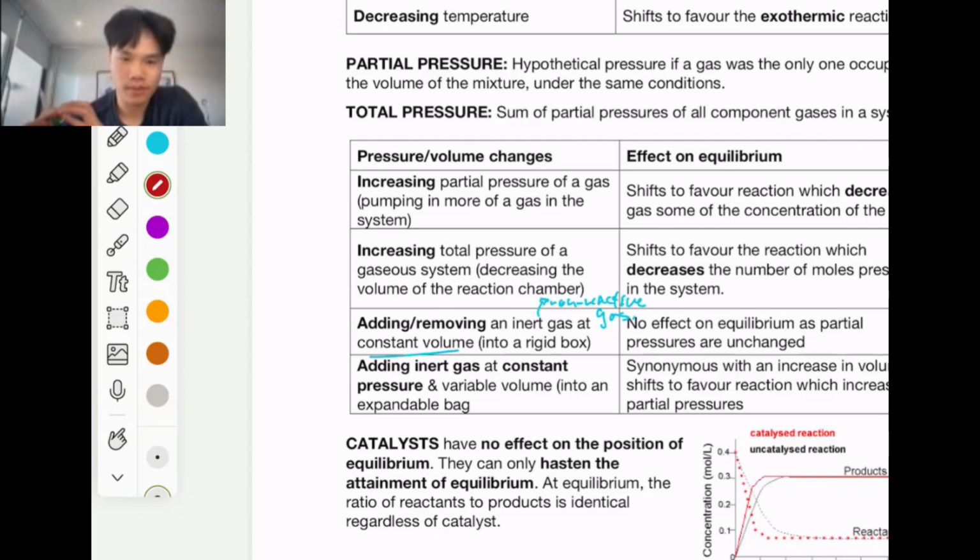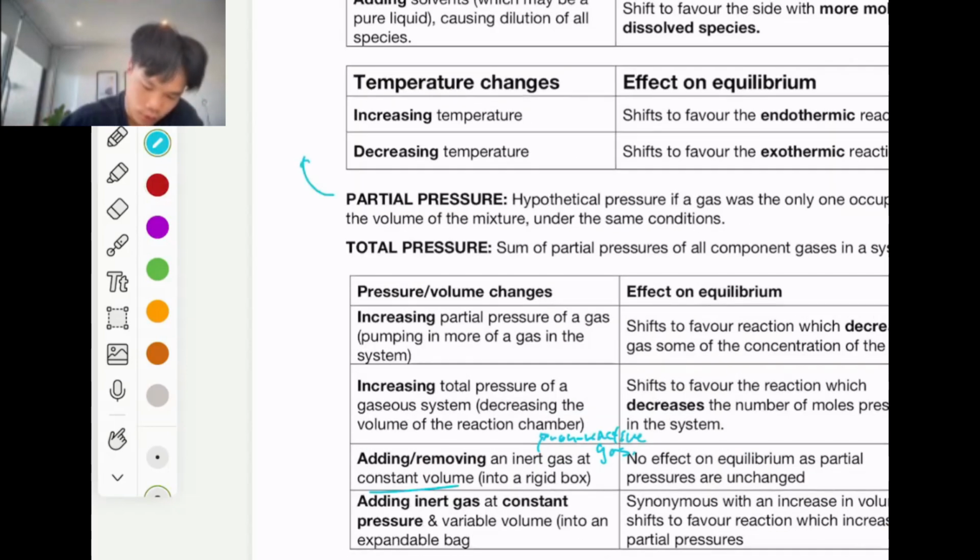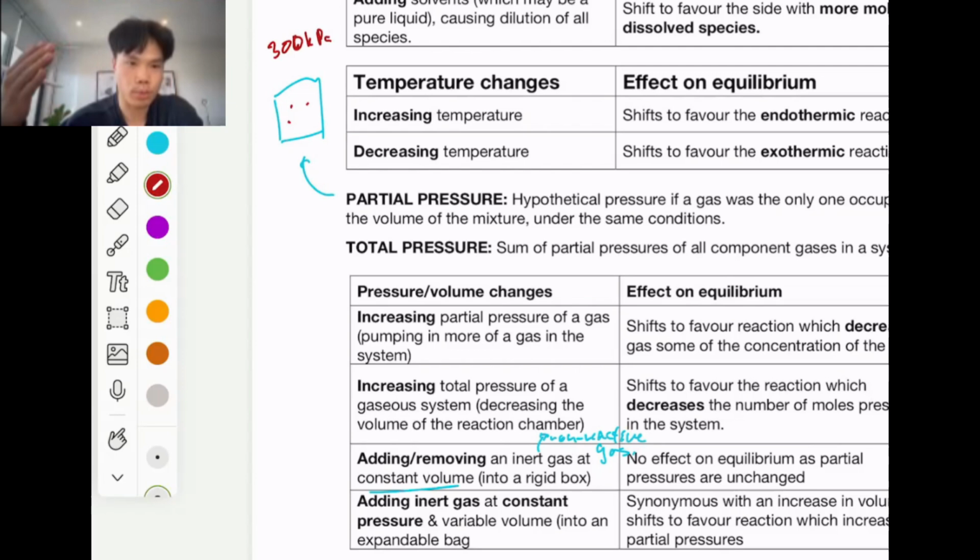Could you clarify partial pressure, please? Yes. So partial pressure is if you just have one gas in a box, say I have 300 kilopascals of pressure from this red gas. That would be the total pressure if that's the only gas in the box, right? Say I added in 4 yellow gas dots, and this is 400 kilopascals of pressure.